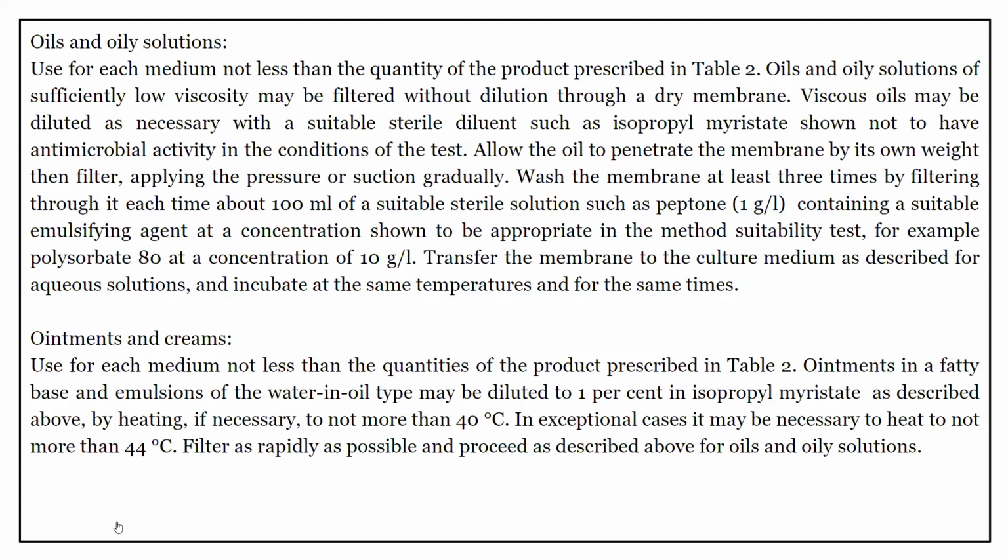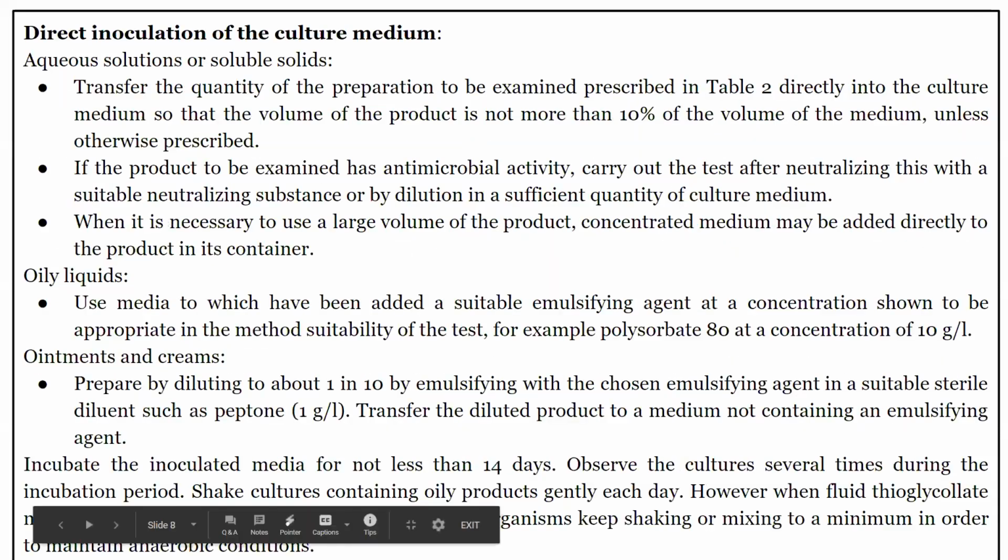So you are going to use the quantity as prescribed in table 2, and for ointments in a fatty base and emulsions of water in oil type, you can dilute with 1% isopropyl myristate and then heat. The heating should not be at a temperature more than 40 degrees Celsius. In certain cases, it can be up to 44 degrees Celsius. Raising the temperature causes reduction in the viscosity, and then filter the formulation immediately after heating, and then the filter paper is treated as prescribed in oily solutions and then incubated.